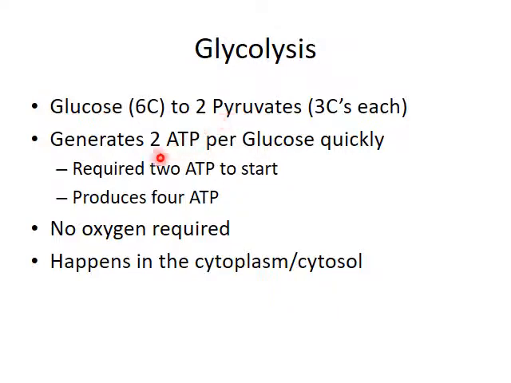Along the way, that process generates a net 2 ATP, and it does it very quickly. So we need 2 ATP to prime the pump. We produce 4 at the end, so that's where we get our net of 2. There's no oxygen required for glycolysis, and it all happens in the cytoplasm or the cytosol. So it's a very quick process when you're sprinting. This is probably where you get most of your ATP from. You're not really burning things. That requires a little bit more effort, a little bit more time. The initial thing there would be glycolysis.